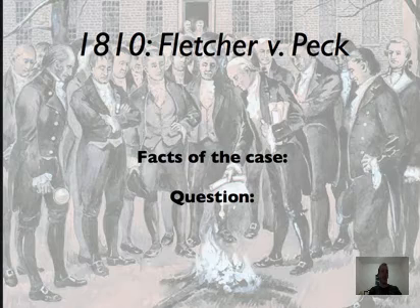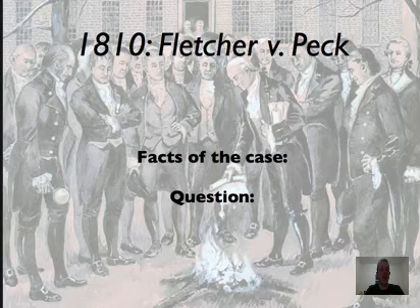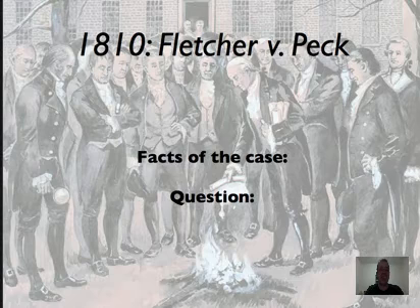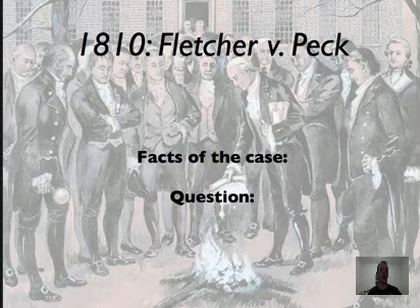Peck, from the case, bought some of that land from one of the companies and then turned around and sold it to a man named Fletcher. Fletcher, however, would prefer to buy the land at the cheaper original price, so he argues that Peck had no legal right to sell the land. So the question before the court is, could the contract between Fletcher and Peck be invalidated by an act of the Georgia legislature? In other words, Fletcher would like the Georgia legislature to say that their deal is null and void and he should get to buy the land from the state of Georgia for a cheaper price.